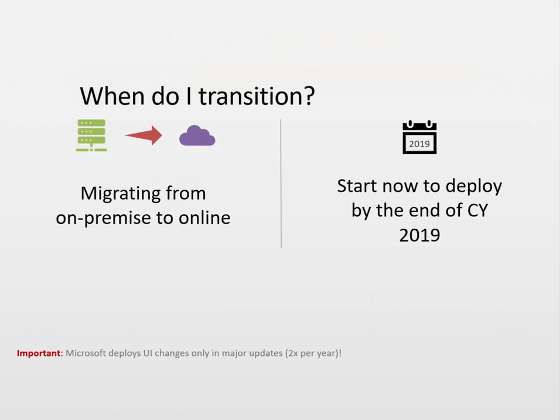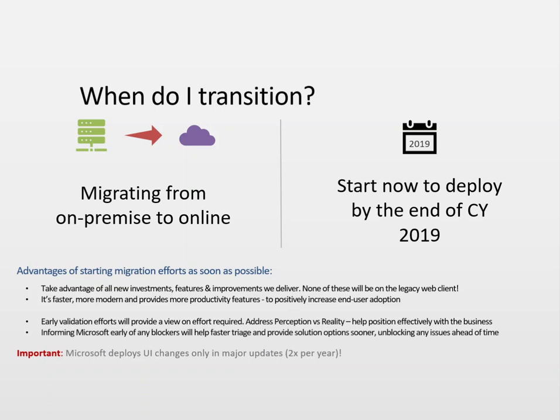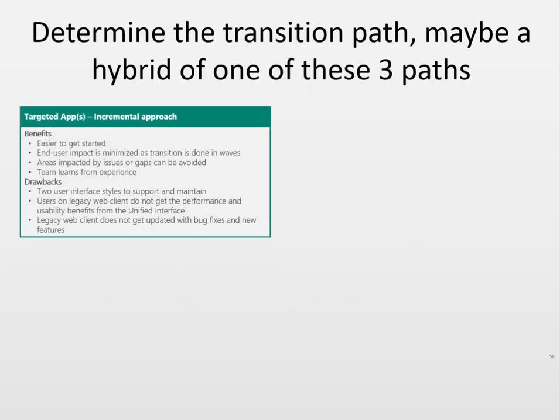Okay, here is when we should migrate. We should migrate if you have a plan to go from on-prem to online, or you have to migrate once we reach end of 2019. So actually you have to start right now, because Microsoft will not support the legacy web client in the future.